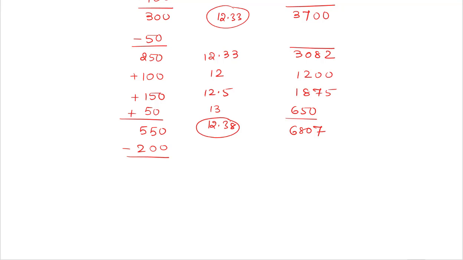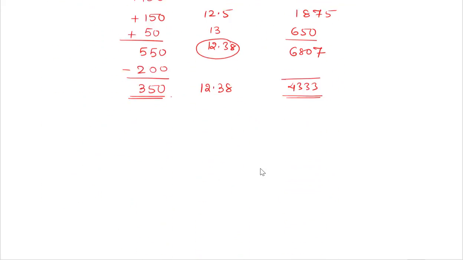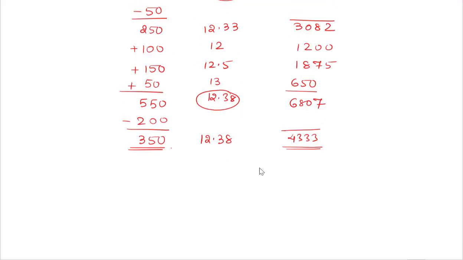Minus 200 units issued. So 550 minus 200 is 350. 350 at 12.38. So 350 multiplied by 12.38 equals 4333. I believe you understood till here.